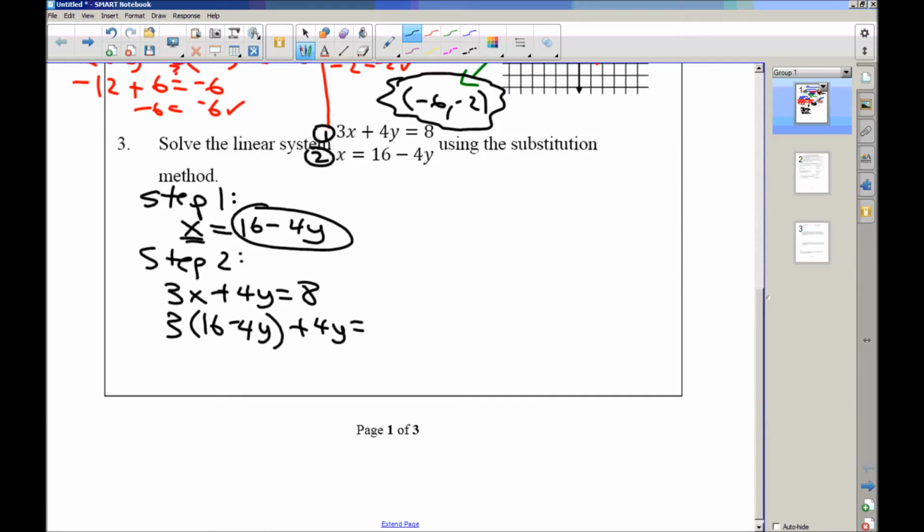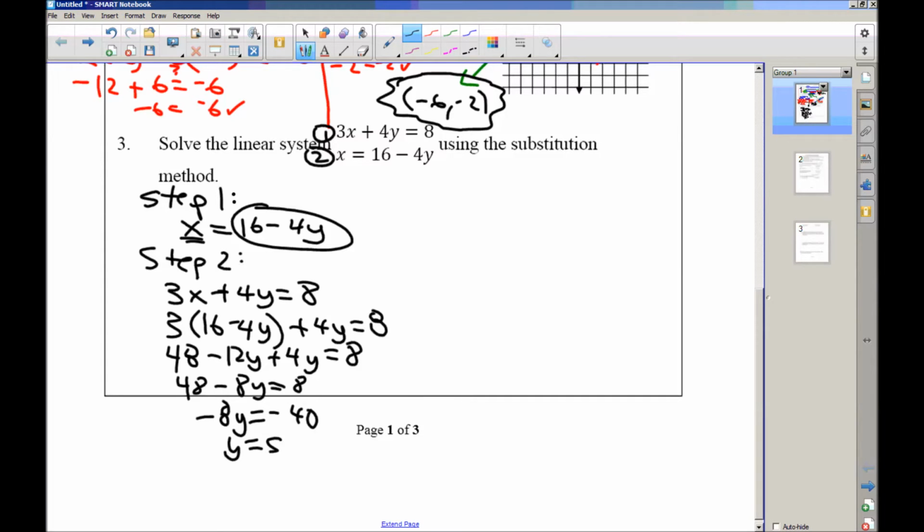And now when I do that, I have no x's left. I have only y's. So I'll go ahead and distribute. This is 48 minus 12y plus 4y equals 8. This is 48 minus 8y equals 8. I'll subtract 48 from both sides. I get negative 8y is equal to negative 40. So that meant y was 5.